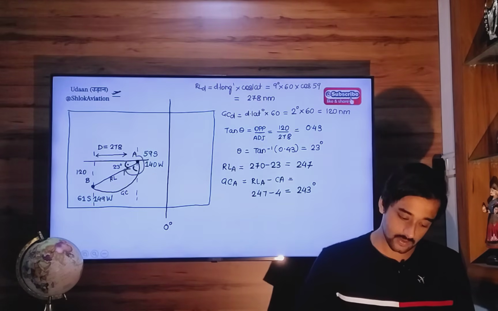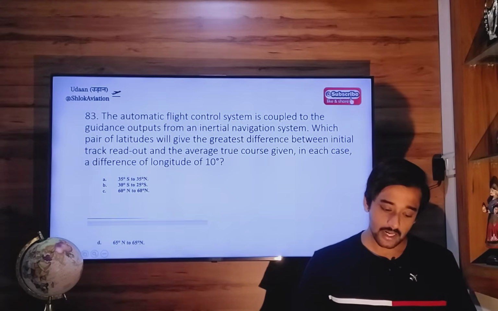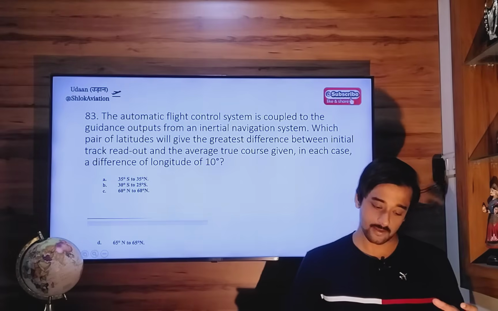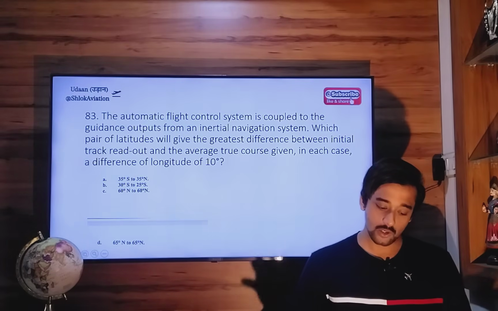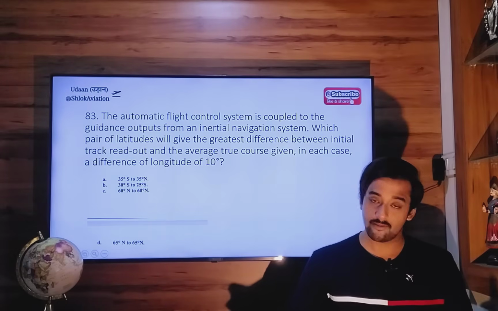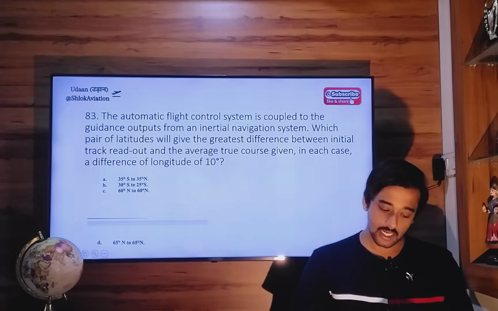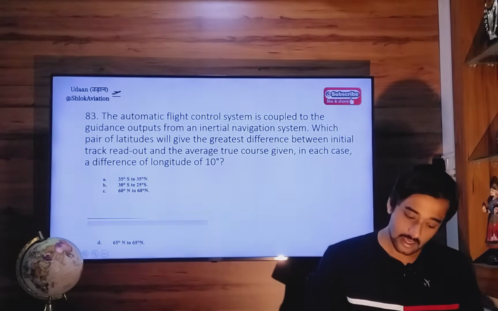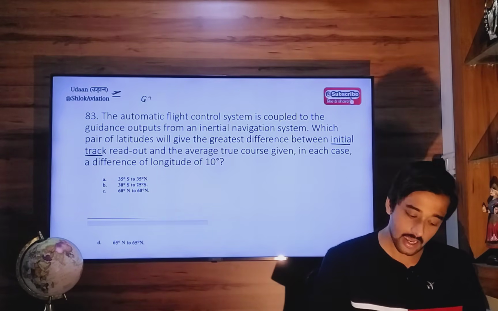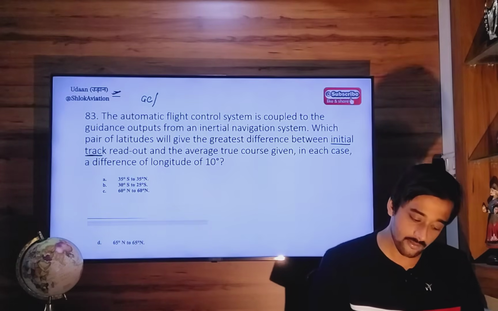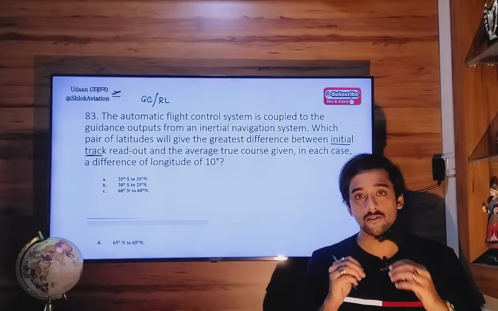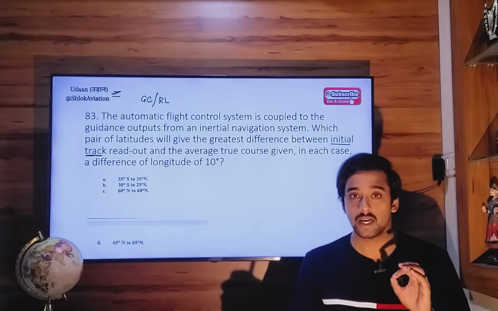Okay, next. Automatic flight control system is coupled to the guidance outputs from an INS system. Which pair of latitudes will give the greatest difference between initial track readout and the average track? In each case, a difference of longitude is 10 degrees. Initial track means they are talking about your great circle track, and the average track means they are talking about the average of great circle, which is nothing but rhumb track. So we have to find the convergency angle between great circle and rhumb.